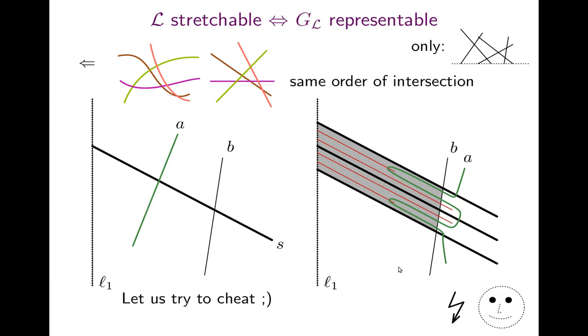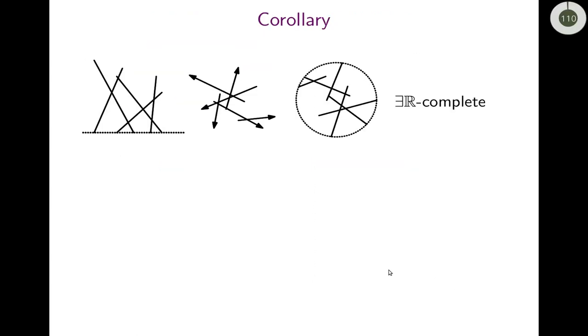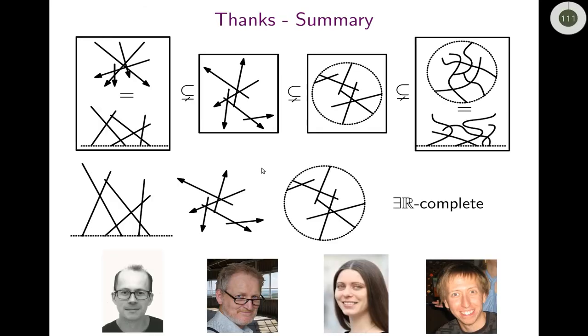And this finishes the proof, and this also almost finishes my talk. I just want to mention the same holds for circles and rays, and this shows that recognition of any of those graphs is ETR-complete. Now this finishes my talk. I thank you for your attention, and these are my co-authors again.